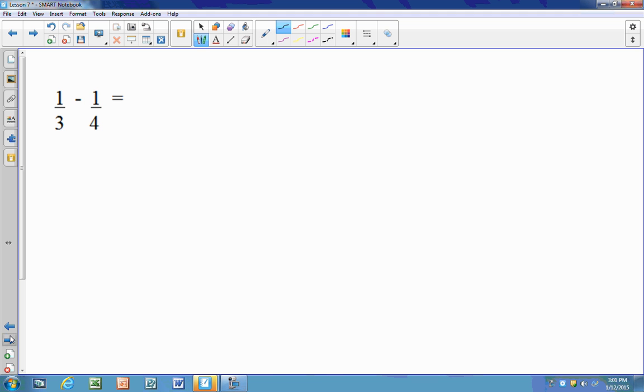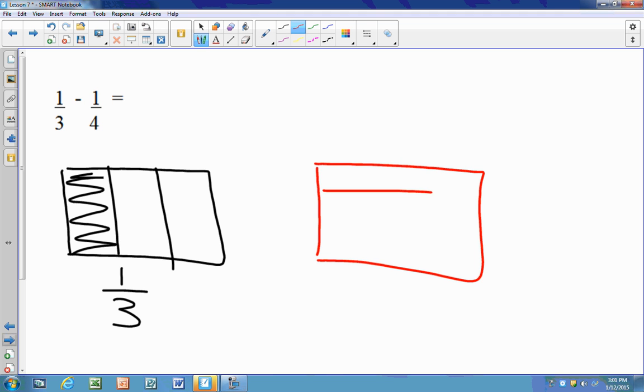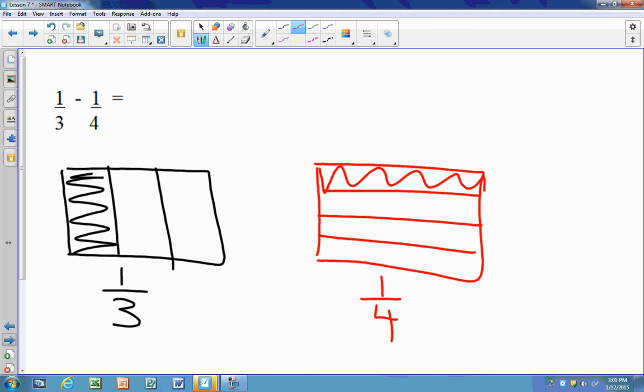So here we go again. We have 1/3 and 1/4. So I'm going to draw my rectangle to represent 1/3. And I'm going to draw another rectangle over here to represent my 1/4. And I now have my 1/4.